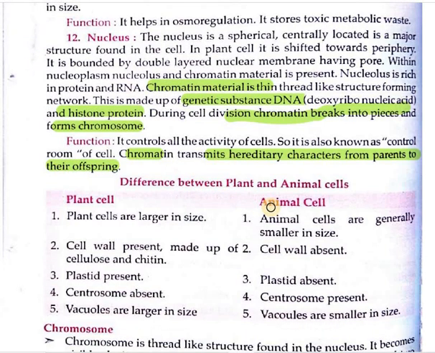What is the difference between plant and animal cells? Plant cells are larger. Cell wall present. Plastids present, for the color of leaves. Centrosome absent. Vacuoles are larger in size. Animal cells are generally smaller in size, cell wall absent, plastids absent, centrosome present. Vacuoles are smaller in size.